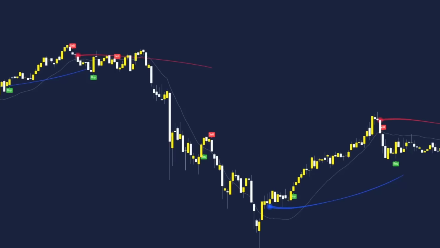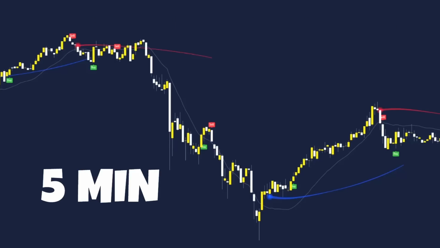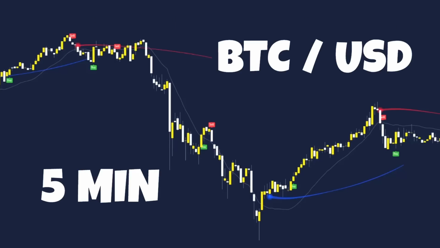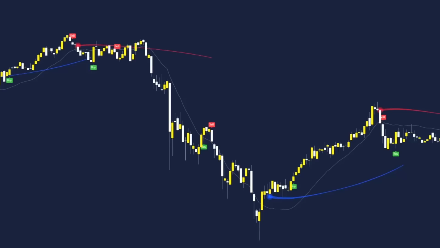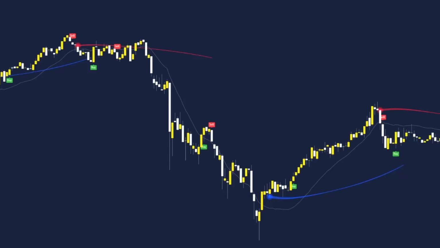Okay, so there are a couple rules for trading this strategy. The first rule, of course, is that we want to focus on trading during main sessions. For this strategy, I am trading the 5-minute chart on Bitcoin USD. So naturally, we'll be focusing on the New York session. Trading the US session will mean we have the most volume and the most liquidity to be able to catch the best possible trends when trading.